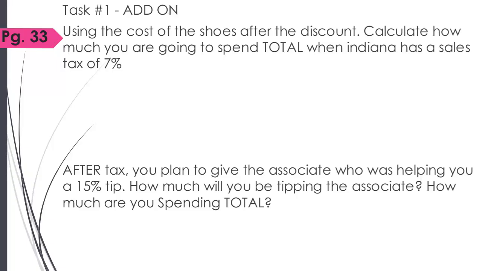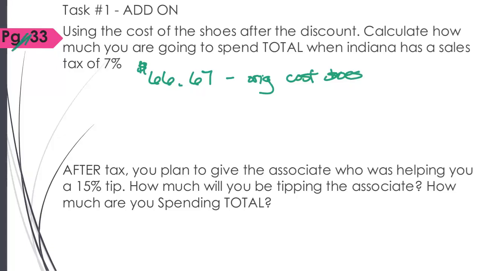Using the cost of the shoes after the discount, calculate how much you are going to spend total if Indiana has a sales tax of 7%. You guys might want to get a calculator or use your phone. So we have $66.67. This is the original cost of the shoes.